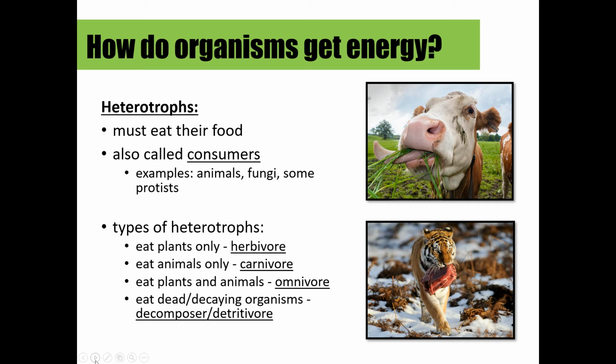And there's different types of heterotrophs. You have those that eat plants only, which we call herbivores. Those that eat animals only or meat would be your carnivores. And then those that eat both plants and animals are omnivores. Then you can have detritivores that feed on organic matter.